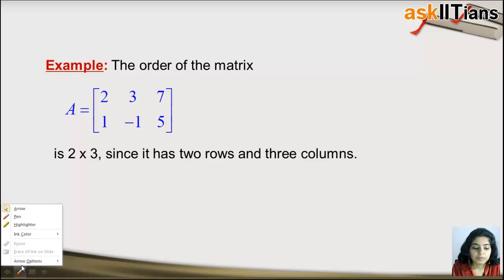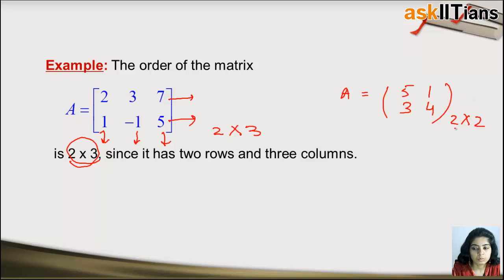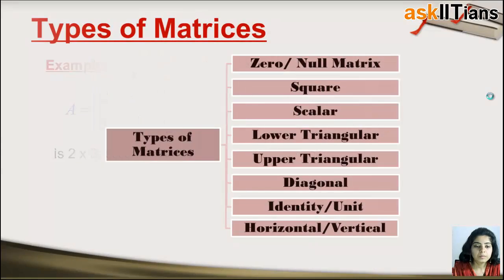For example, we have an example for the order of a matrix. A equal to this matrix. See, this is the first row, this is the second row. You all must be knowing what are the rows and the columns of a matrix. This is the first column, this is the second column, this is the third column, right? So number of rows 2 cross number of columns 3. This becomes the order of the matrix. Let us take another example. A equal to say 5, 1, 3, 4. Number of rows is 2, number of columns is 2. So this is the order of the matrix, simple.